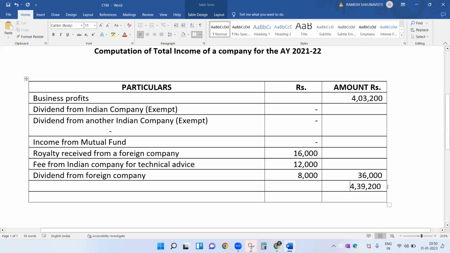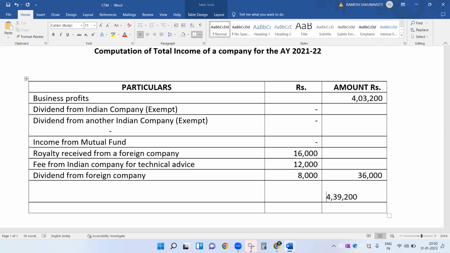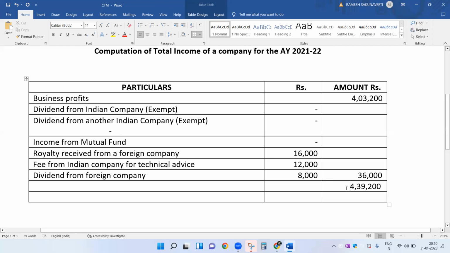Sir, is this income addable or deductible? Which income? 36,000. You have to add, no? You are adding it. This is income: royalty received from a foreign company, fee from an Indian company, dividend. They are incomes, no? Why will you deduct? Okay, sir. Yes, sir, your answer is correct. These are incomes only. You should not deduct. Okay.